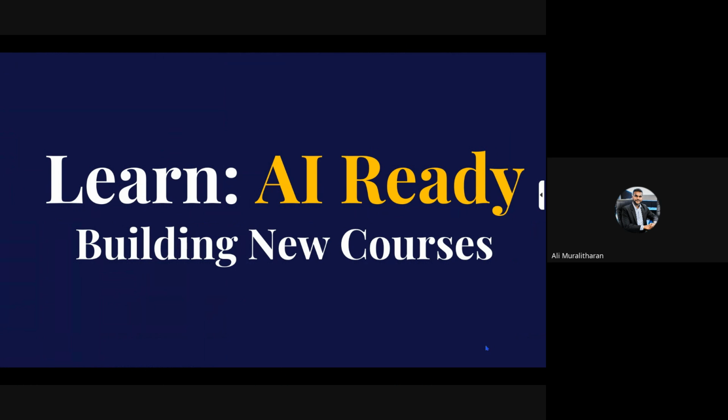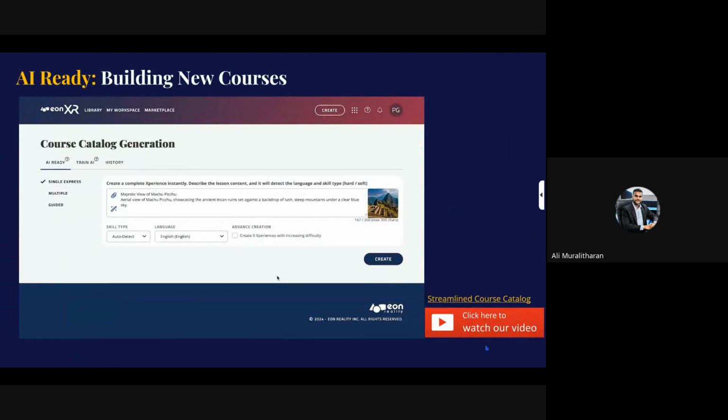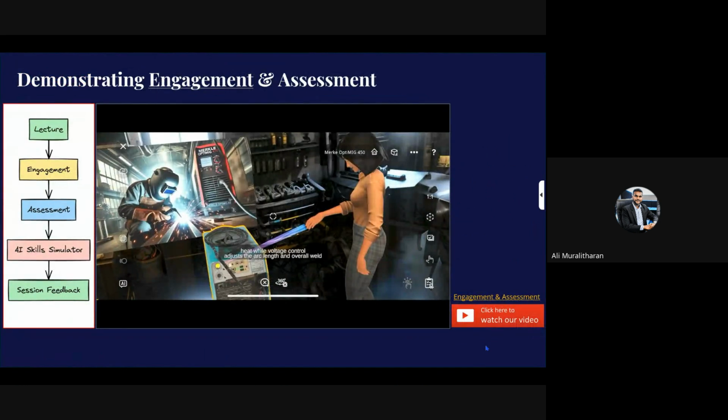Now, when it comes to EON AI, we have two major components: EON AI Ready and also EON Train AI. So let's look at EON AI Ready first. Our AI Ready feature simplifies the process of building new courses. Users can create courses from existing textbooks or other materials, and the platform will automatically structure content, making it easy to set up training modules that are both comprehensive and engaging.